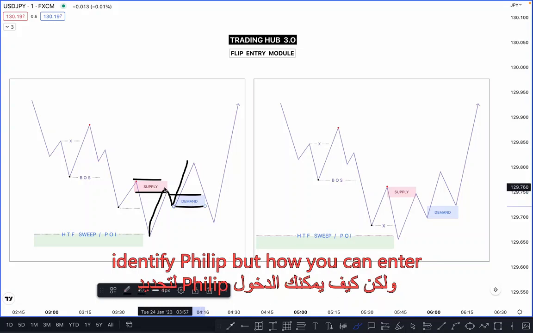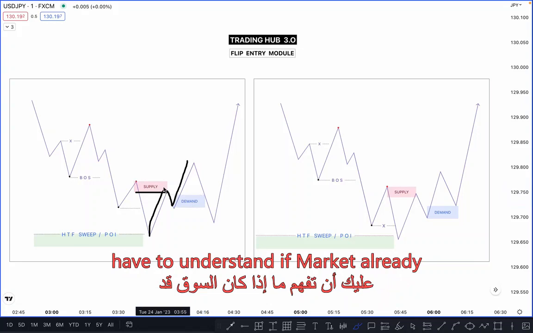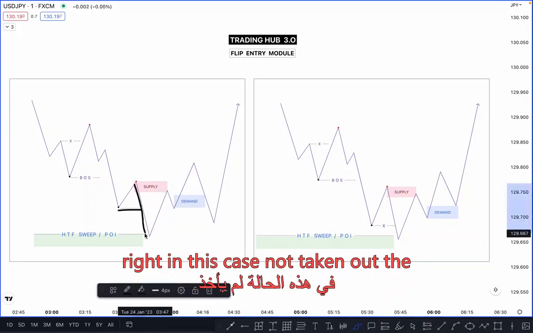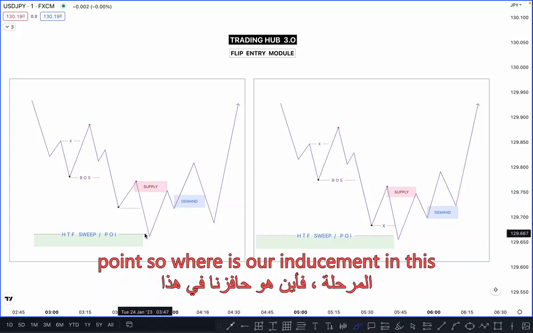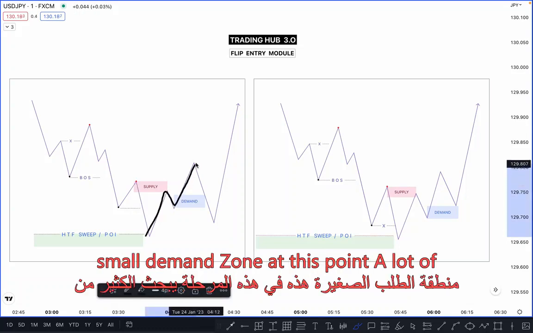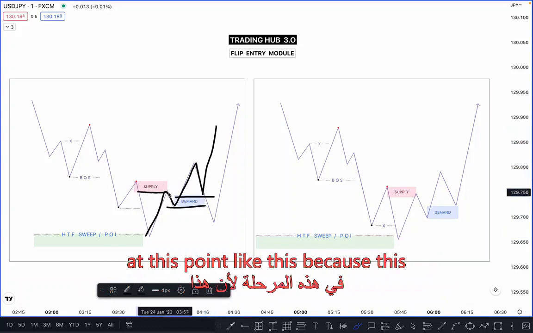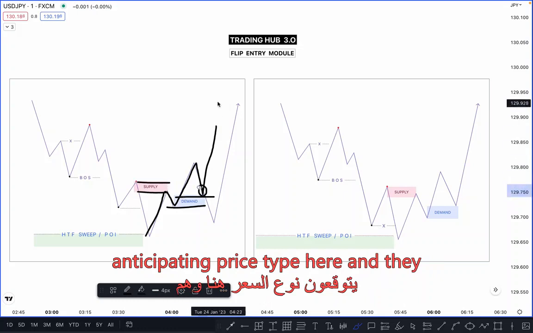But how can you enter here in a lower time frame? Simple. You have to understand whether the market has already taken out the liquidity at this point, right? In this case it has not taken out the liquidity, which means you need an inducement before the entry at this point. So where is our inducement in this leg? You can see the market creates this small demand zone at this point, and a lot of people are looking here to buy directly at this point, because this supply converted into demand and they are anticipating price taps here and they are looking for the buy.